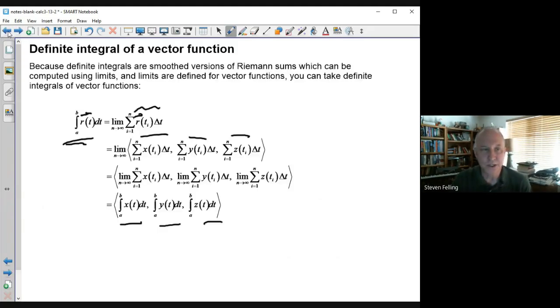All right, so that's pretty much it in section 13.2, a small but very important section. That unit tangent idea is really important, so we're going to see that quite a bit throughout the course.